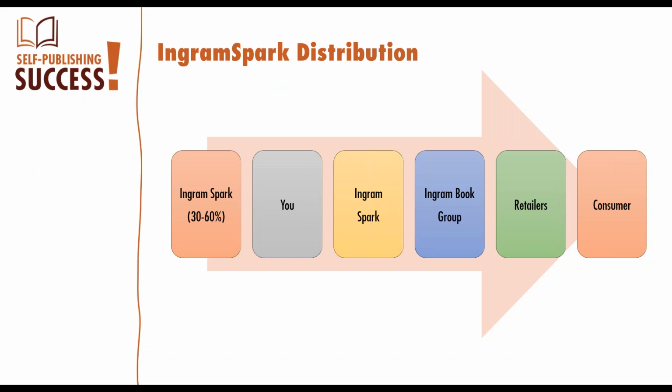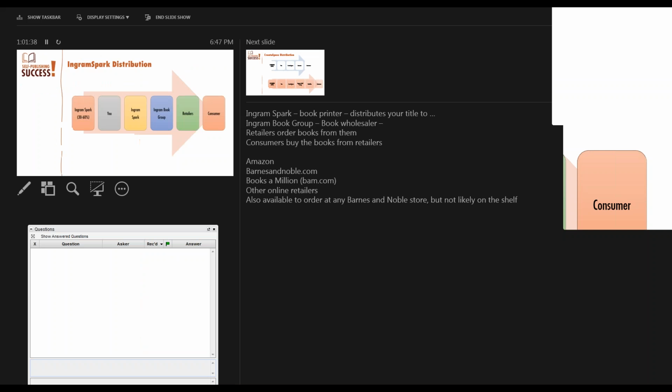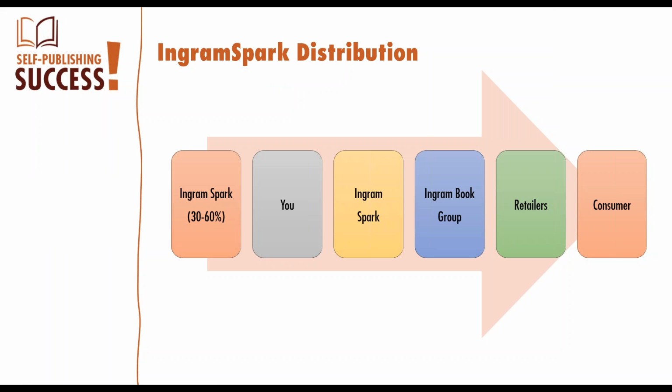So Ingram Spark is a 30 to 60% wholesale discount. You submit the book to Ingram Spark. Ingram Spark distributes that book title to the Ingram Book Group, which is their parent company. They are a book wholesaler that is going to make your book available to the retailers: Amazon.com, BarnesandNoble.com, Books-A-Million.com, Pals.com. Any online book retailer is going to have access to your book title, and it's all electronic data. They're automatically going to pick it up and put it in their catalog and have it available to purchase online. And then, of course, the consumer is able to purchase the book.